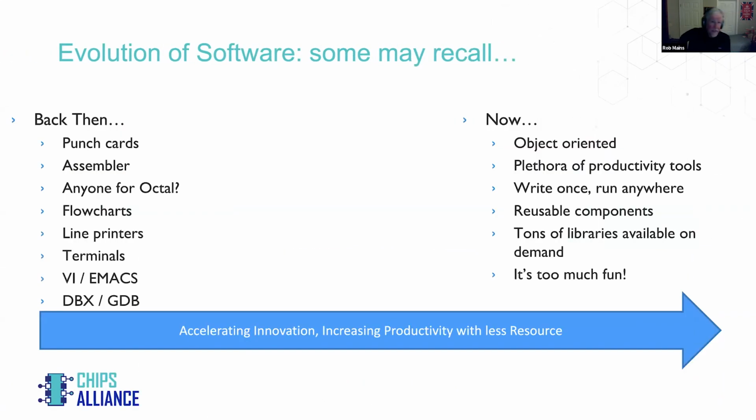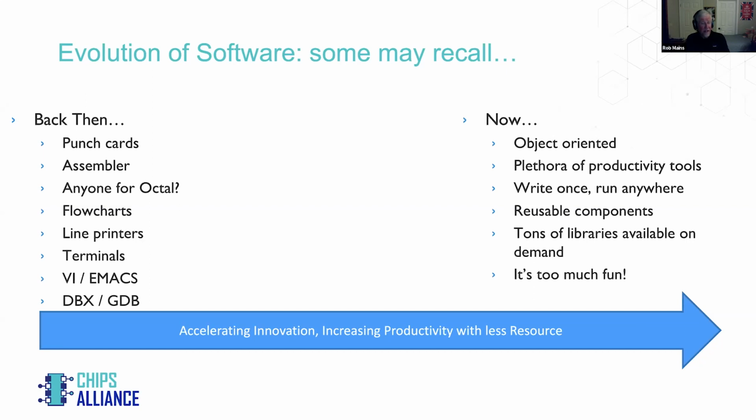So if we look back in time, in terms of the evolution of software, many of you may recall, years back, and this is going way back, there were punch cards, and code was typically assembler, which is machine level code. You could actually punch things in octal codes. There were flowcharts, line printers, terminals. There were very simple text editors, vi and Emacs, and then debuggers, dbx and gdb. And many of these things are still in use now.